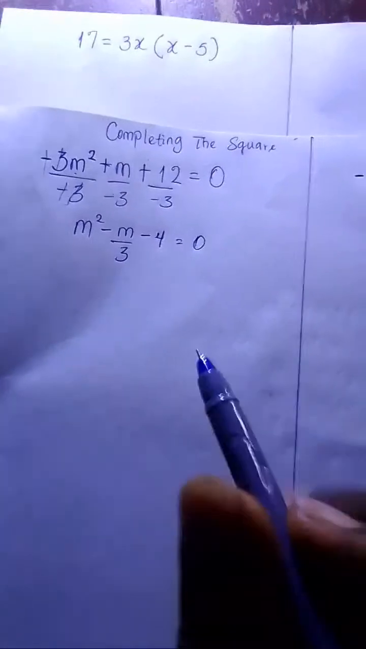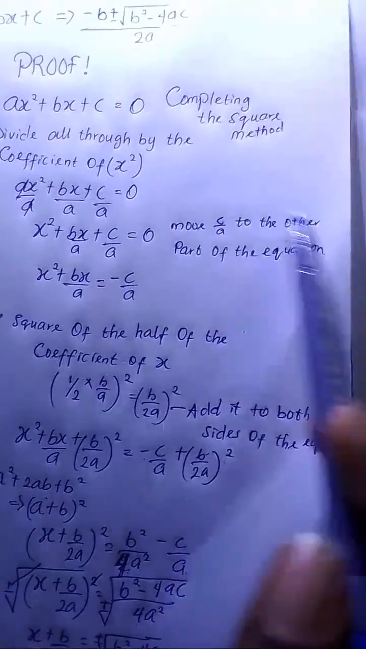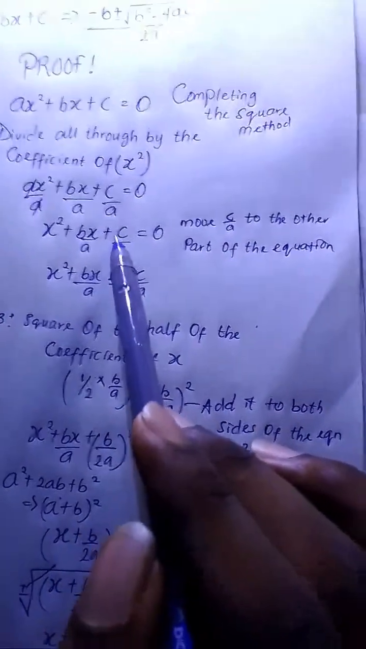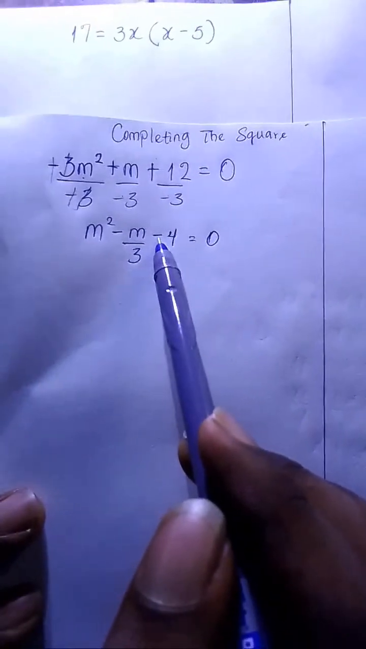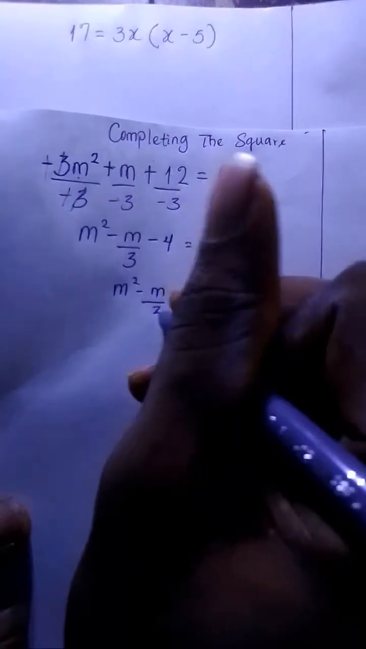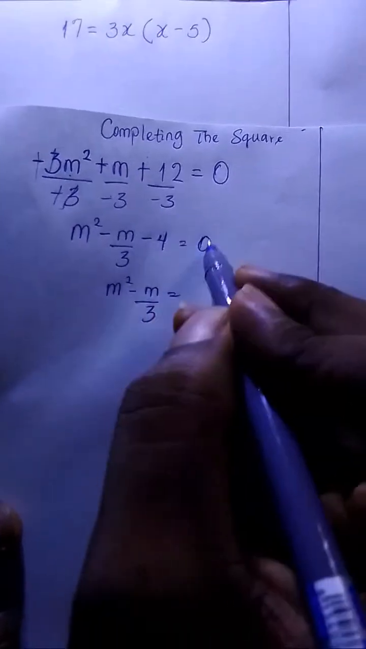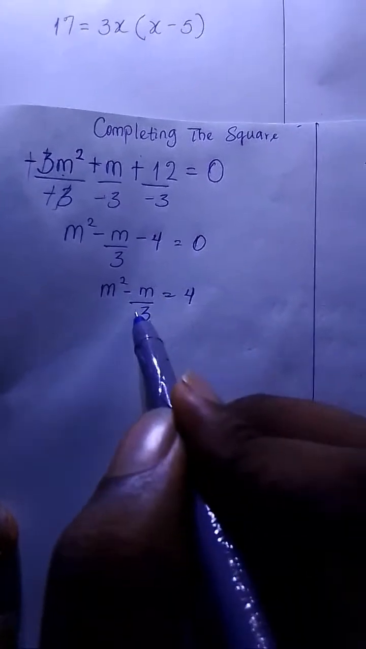So from here the second rule is to move this number here to the other part of the equation. That means this number over here, we have to move it to this other part. So we'll do the same thing from here. This number here is minus 4. We have to move minus 4 to this other part, having m squared minus m over 3 equals, when we have minus 4 moves to this other side, it becomes 4, right? So this is what we have. So this is now our equation.